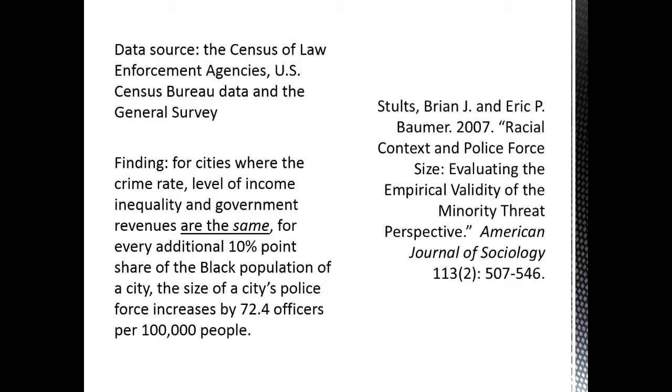for cities that are the same, if nevertheless you add a 10% share for black population of the city, the size of a city's police force increases by 72.4 officers for every 100,000 people in the city. In other words, even where the crime rate is the same, even where income inequality is the same, even where ability to pay is the same, cities that have a larger black population have more police officers in them.